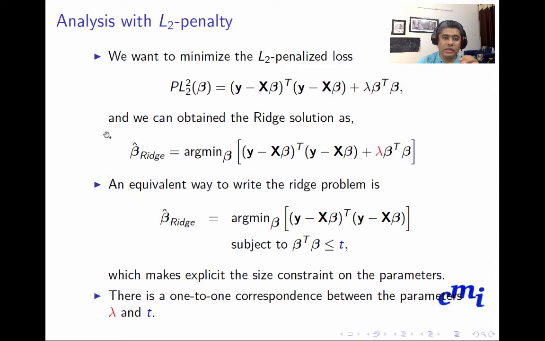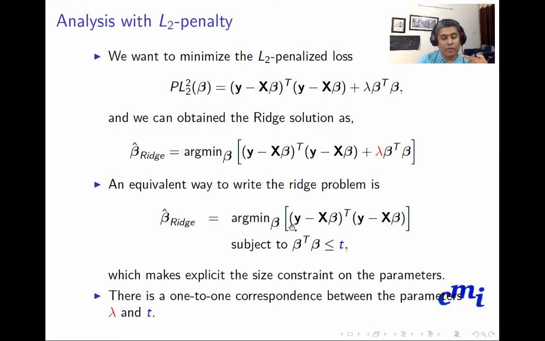Now, this minimization problem can be equivalently rewritten, also known as the Ridge problem, as: minimize the residual sum of squares (y minus x beta) transpose (y minus x beta). This is the residual sum of squares of errors, RSSE, subject to this minimization.